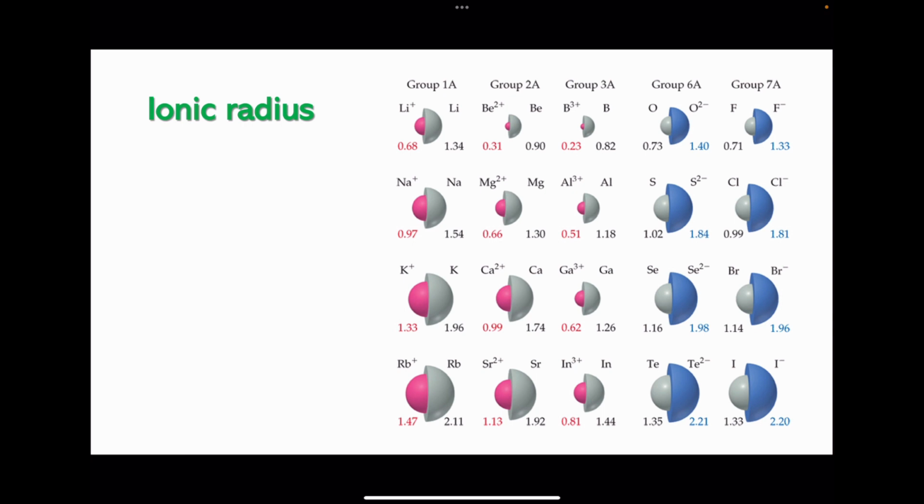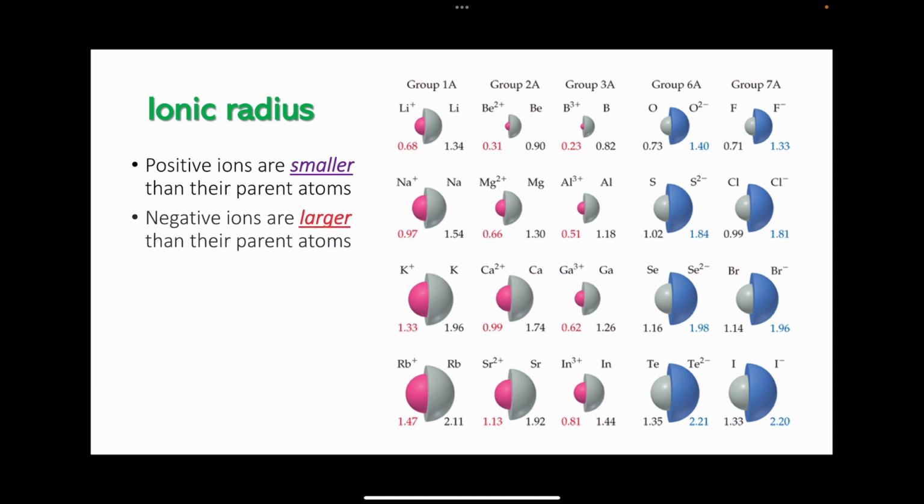Now, here's a concept that could be really confusing. If we are asking you about the trends for ionic radius, first of all, positive ions are smaller than their parent atoms, while negative ions are larger than their parent atoms. So when we talk about ionic radius, it's not going to exactly follow the trend of the atomic radius, because negative ions are bigger and positive ions are smaller.